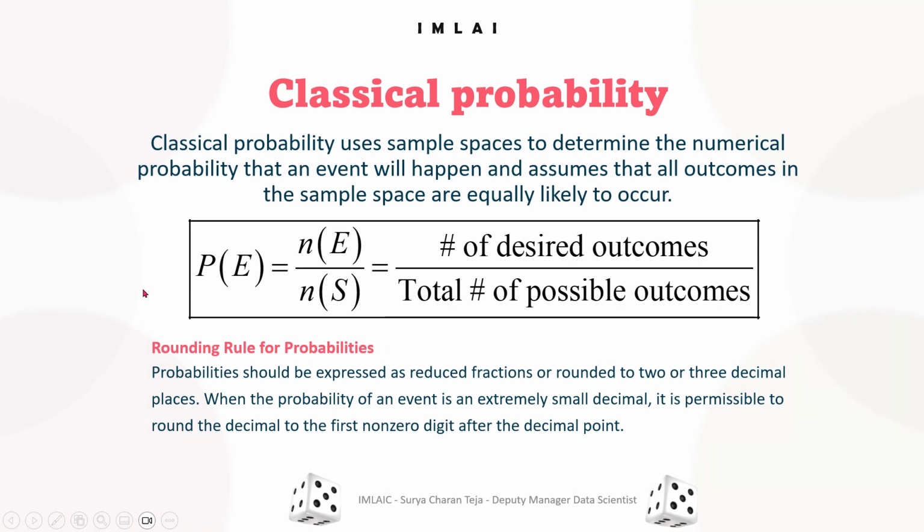If you have a huge number of decimal places, you can't keep that; you have to round it off. Probabilities should be expressed as reduced fractions, or rounded to two or three decimal places. That's what classical probability is.